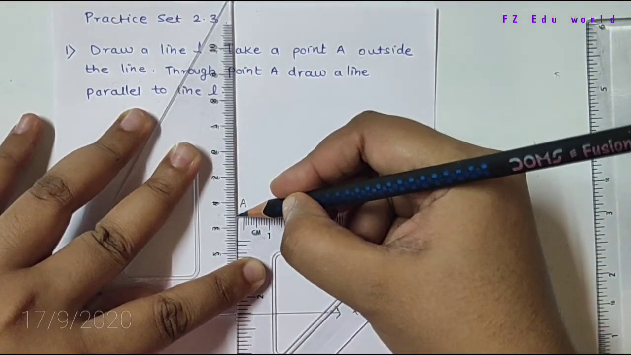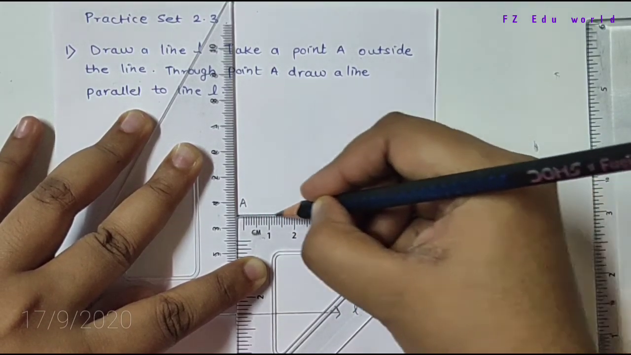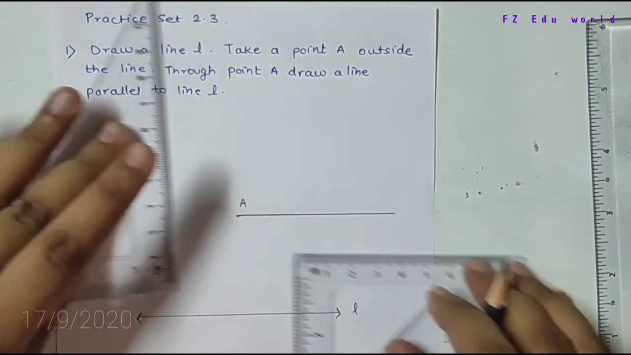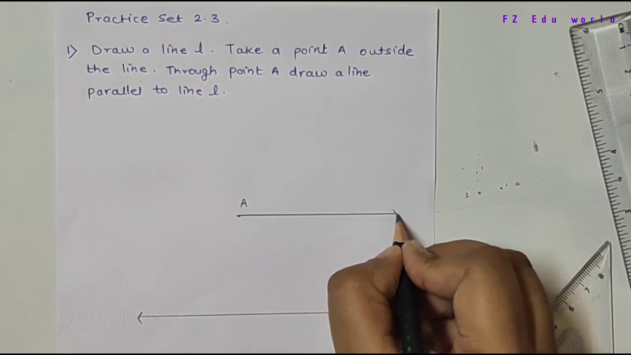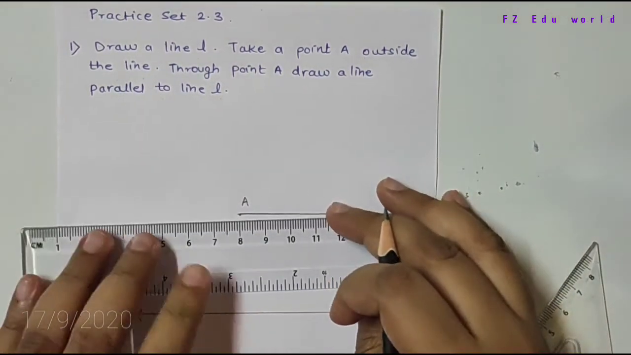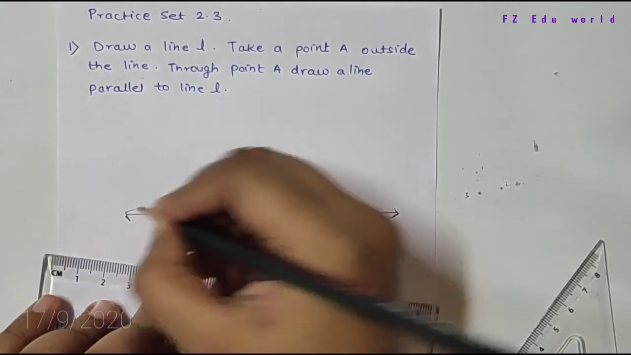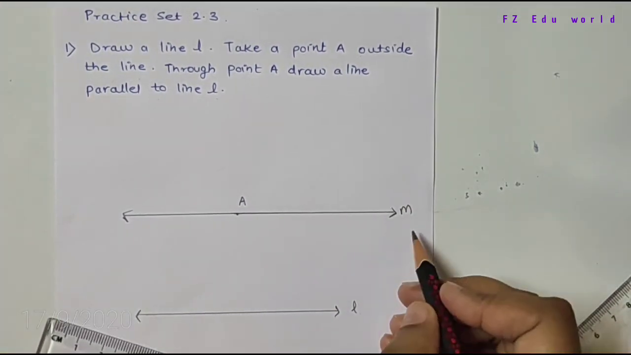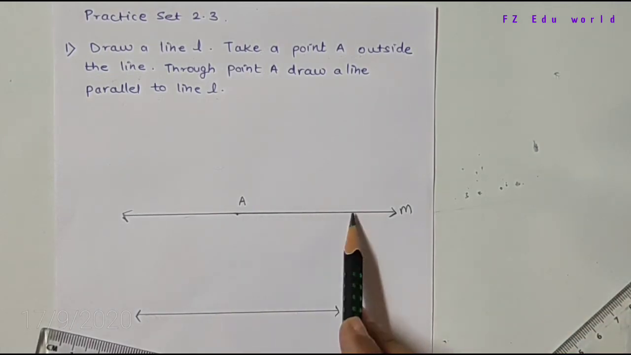and drawing a line. Now this line is parallel to line L. I am extending it here, giving it the name M. You can give any name. In this way we have drawn a line parallel to line L, which is line M.